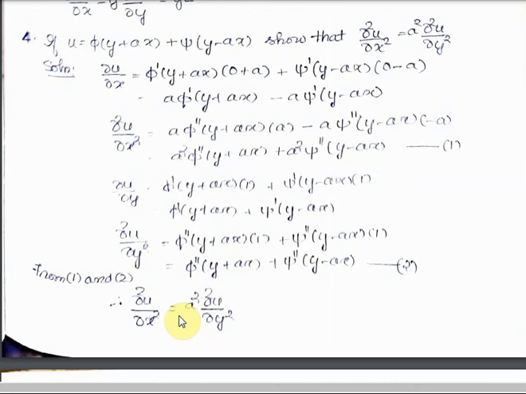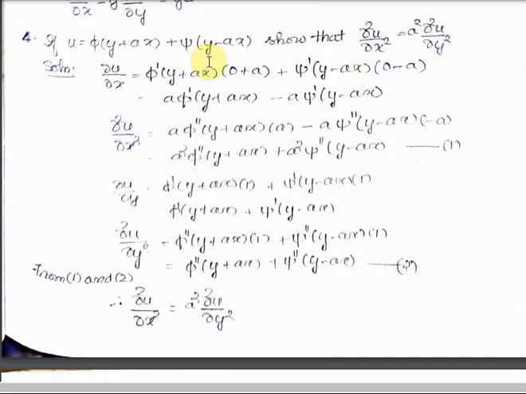Next, the fourth one. If u is equal to phi of y plus ax plus psi of y minus ax, show that dou square u by dou x square is equal to a square into dou square u by dou y square. Now here, it is not simply a function given to us. The function definition is not given to us. It is simply given that u is a sum of two functions, phi and psi. Phi has the variable y plus ax, and inside psi the variable is y minus ax. The definition of phi and psi is not given to us, only the variables are given.